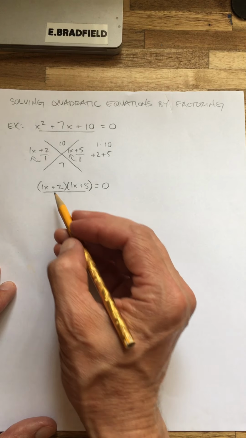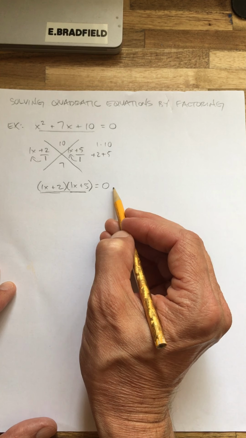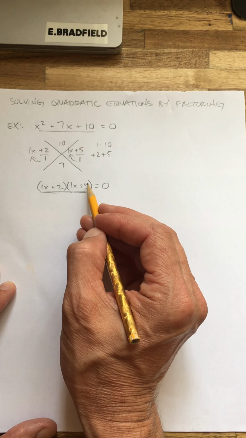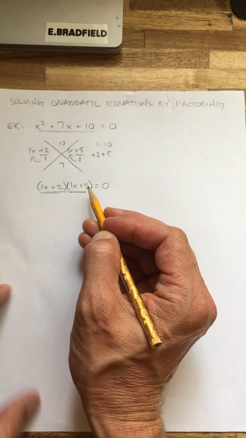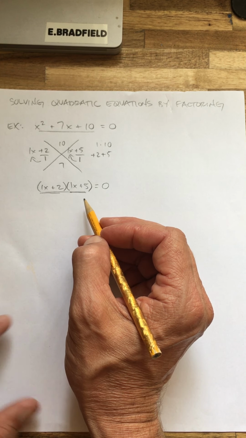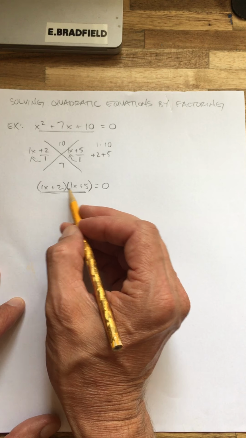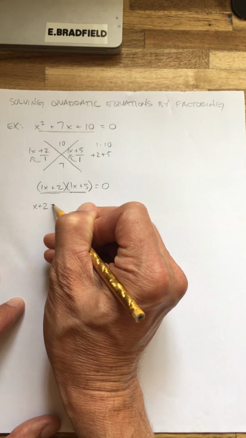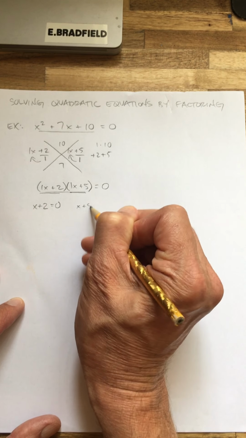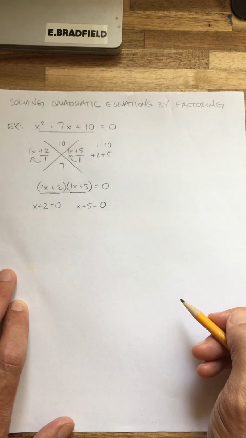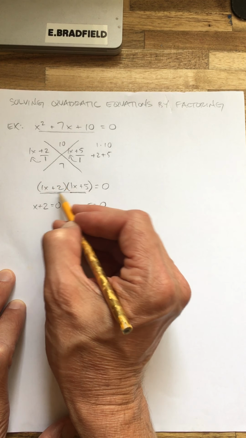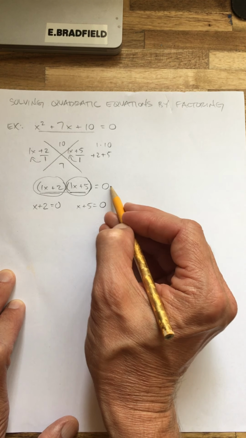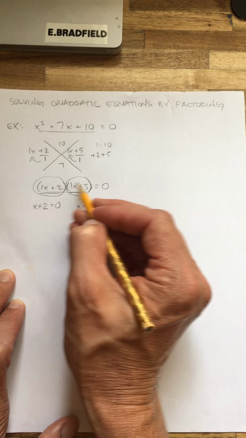Now here's the fun part. If this times this equals 0, then either 1x plus 2 equals 0 or 1x plus 5 equals 0. Most likely we are going to solve for both of them though. So here's where you break it up into two equations: 1x plus 2 equals 0, and x plus 5 equals 0. Whenever you have two things being multiplied together, and this times this equals 0, then this has to equal 0 or this has to equal 0.